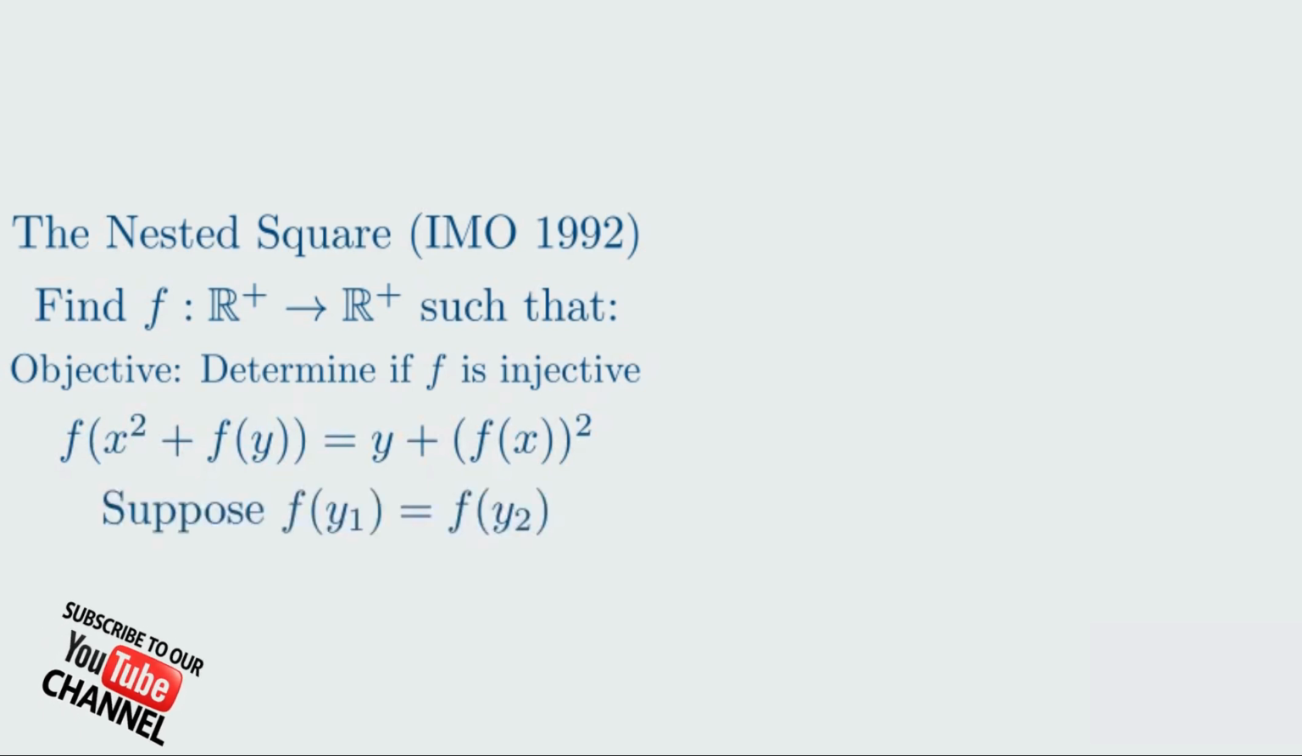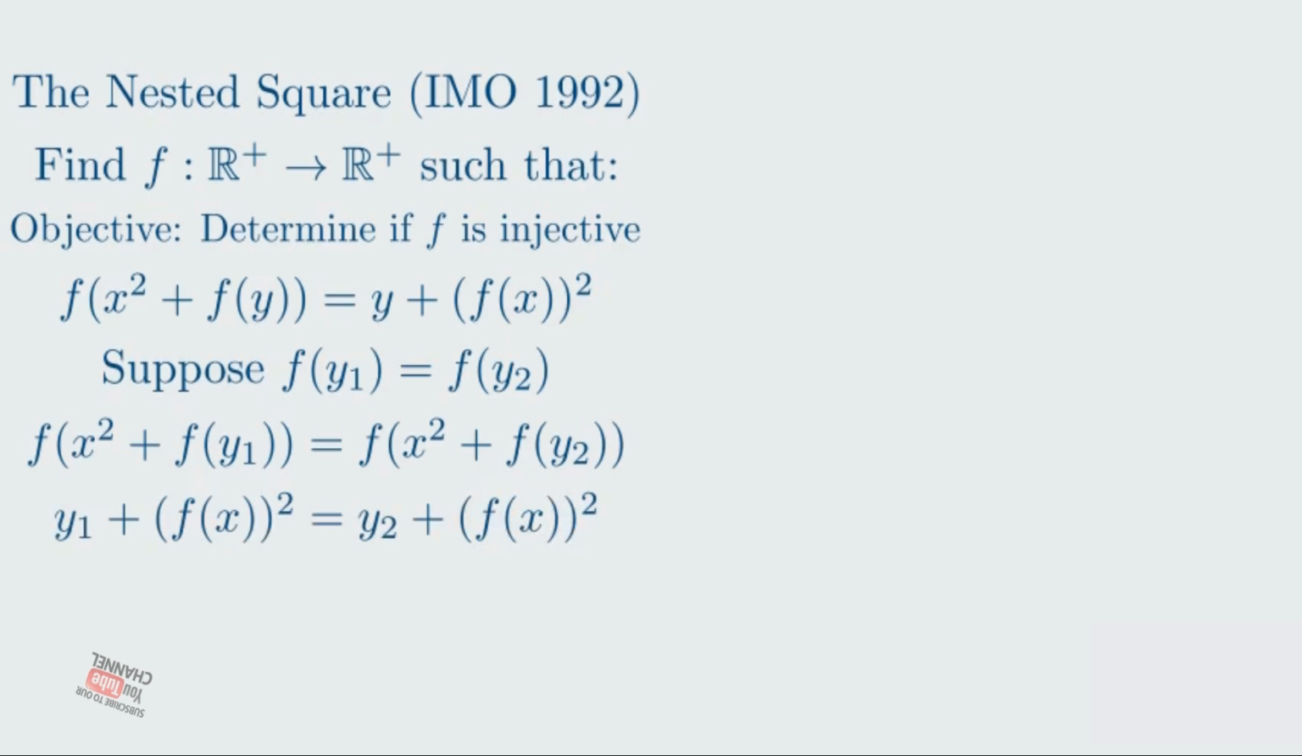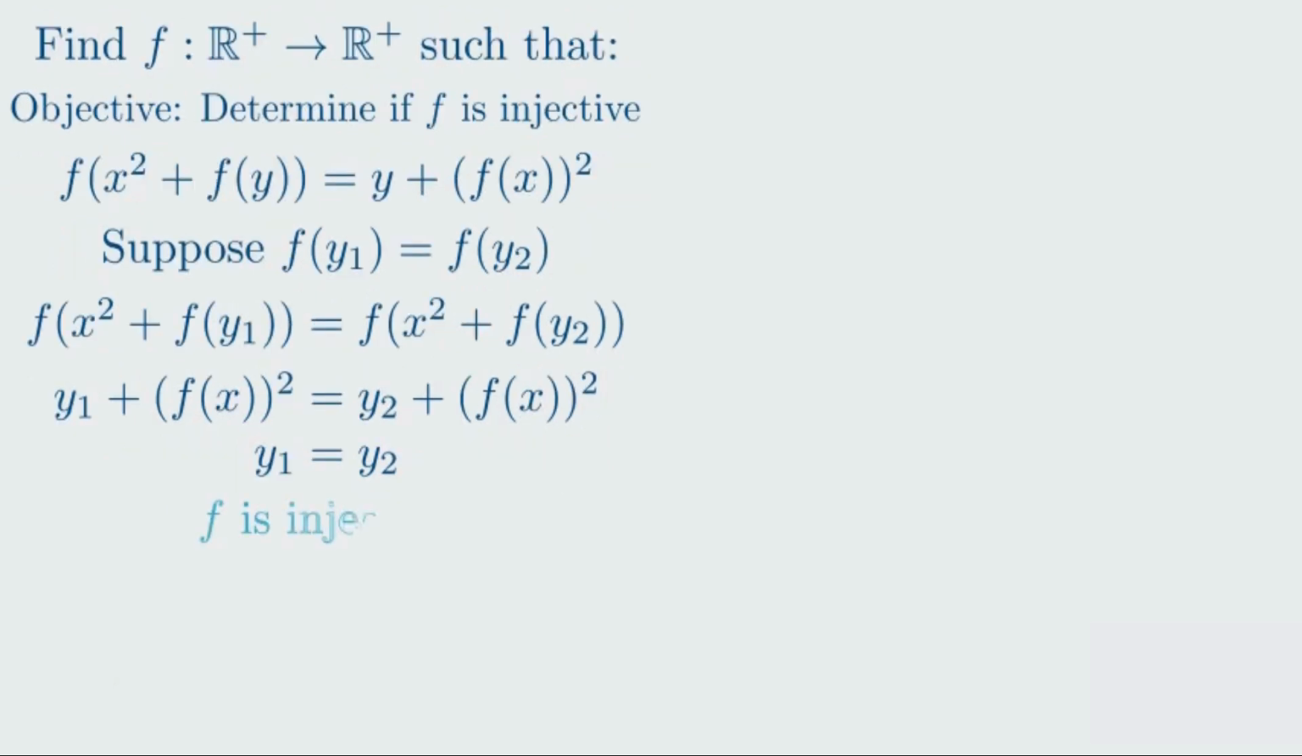Suppose we have two values, y1 and y2, such that f(y1) = f(y2). If we plug these into our original equation while keeping x the same, notice what happens on the left side. The inputs to f become identical because f(y1) and f(y2) are the same. Therefore, the outputs must be equal. By subtracting the (f(x))² term from both sides, we are left with y1 = y2. This confirms that the function is injective. Every unique input maps to a unique output.